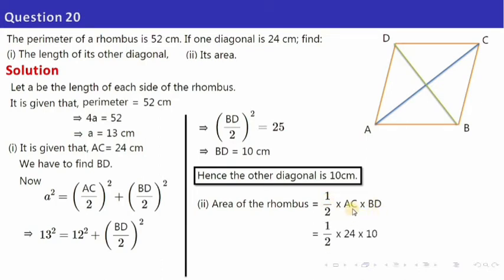So we have diagonal AC is 24, BD is 10. So when you calculate this, it turns out to be 120 square centimeter. Right, so you may pause the video and note down your solution.